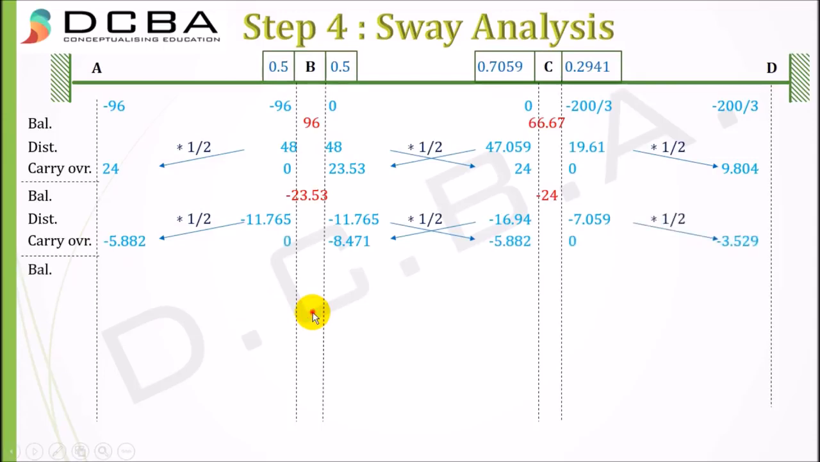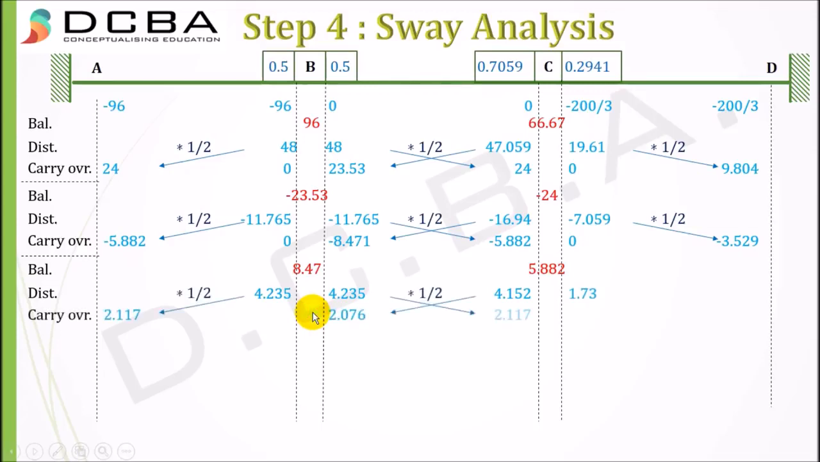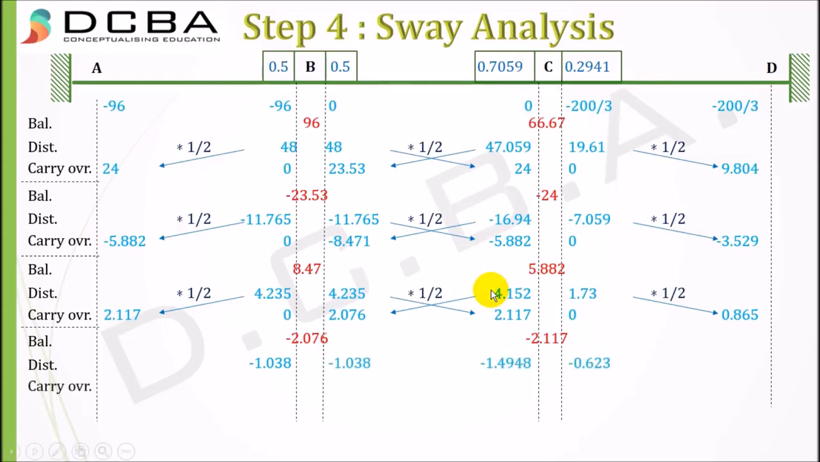Then the next iteration, balancing again. Till now we are not getting much lower value. Let's see. Carryover step. Moving on to the next iteration, balancing, distribution, and then carryover.